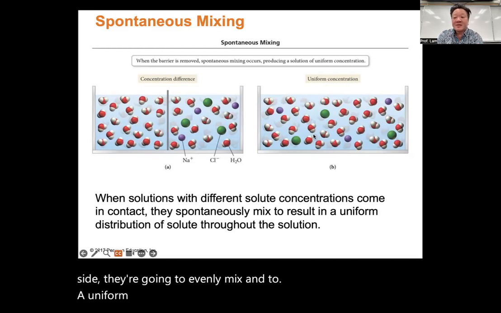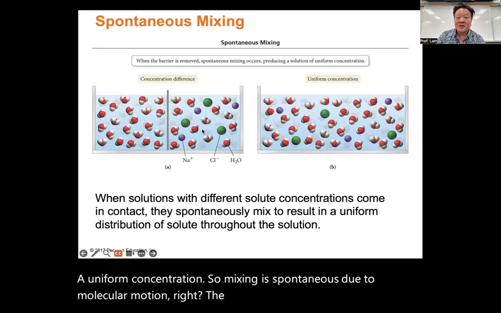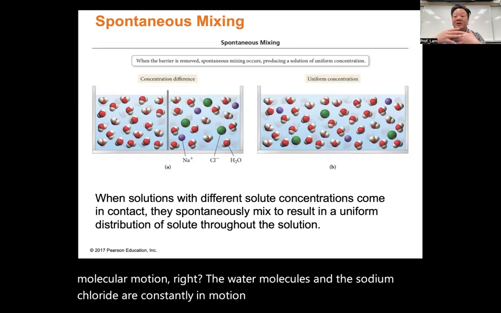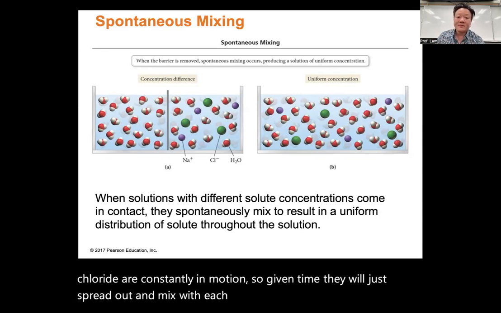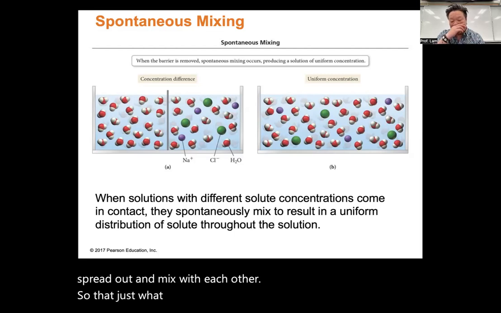Okay. So mixing is spontaneous due to molecular motion, right? The water molecules and the sodium chloride are constantly in motion. So given time, they will just spread out and mix with each other. That's just what nature does. That's what we've observed.